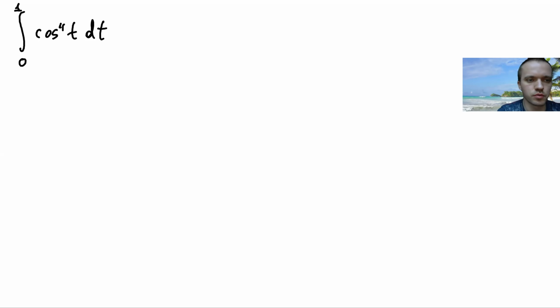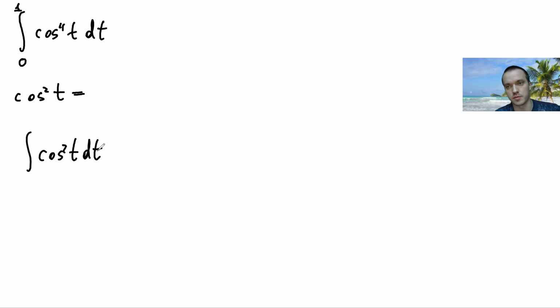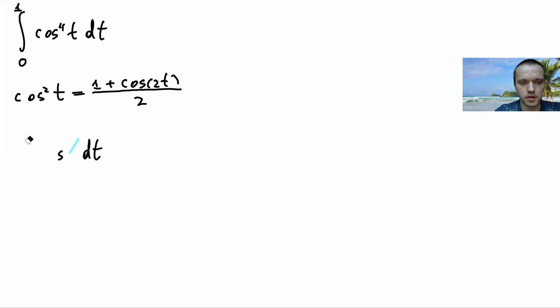So first, we need to remember how I can express cosine squared t in a way that gets rid of the square. And why do we want to do that? Because if I have the integral of cosine squared t dt, you can check that trig substitution is not going to work, but the way we are able to solve that integral is by using this formula: cosine squared t is equal to (1 plus cosine of 2t) over 2.